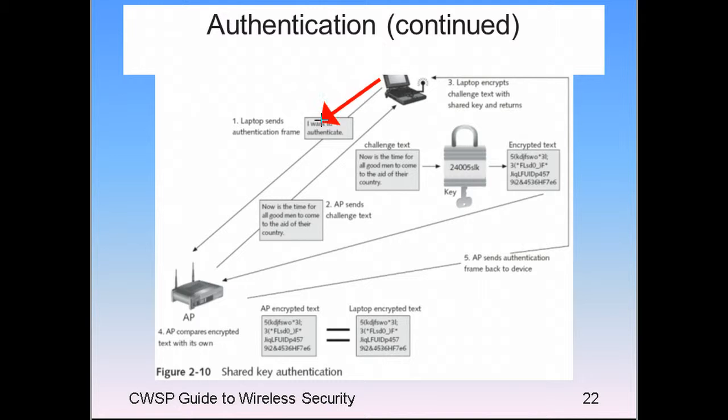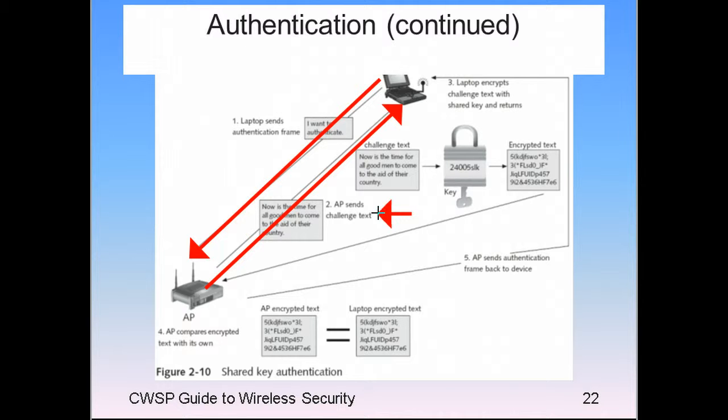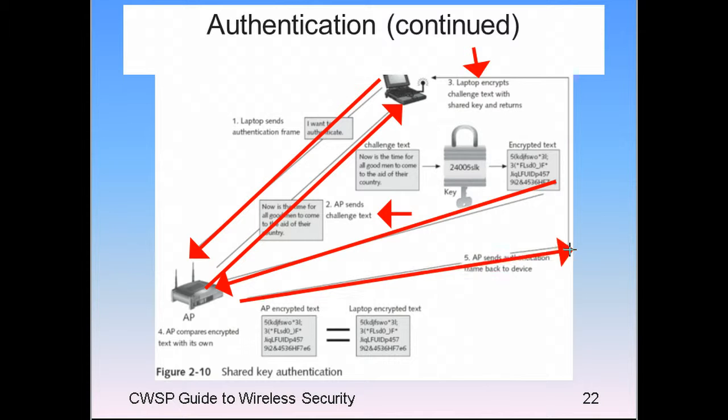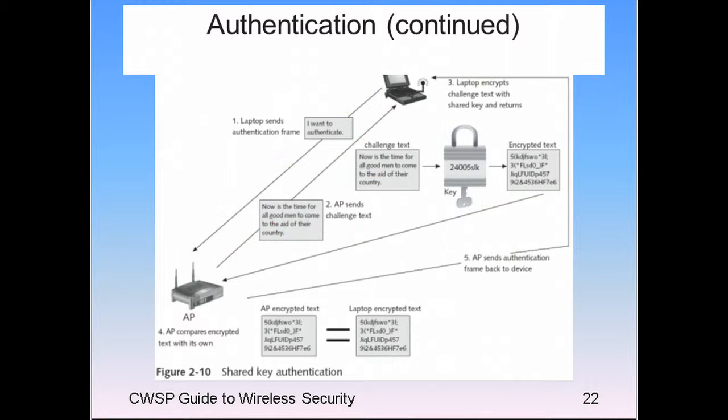So for authentication in this one, I want to authenticate. Now's a good time for all good men to come to the aid of their country. This is going to be the challenge text. The laptop encrypts the challenge text with the shared key and returns it. If the challenge text encrypted with the shared key is correct, then we say, okay, you're in. If it's not, it's refused access, admittance to the wireless network.